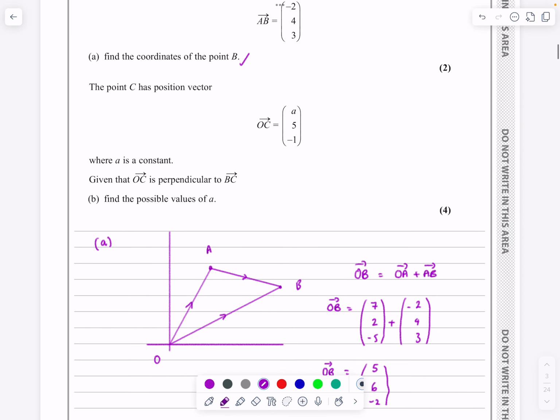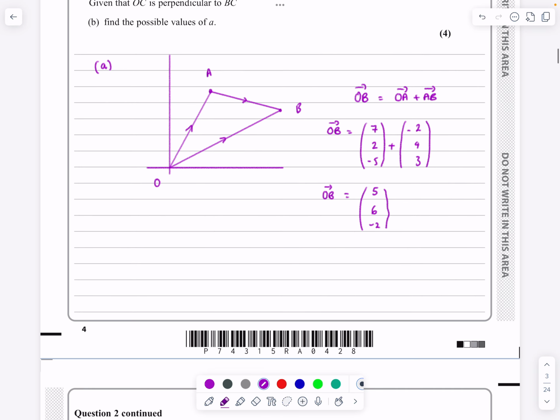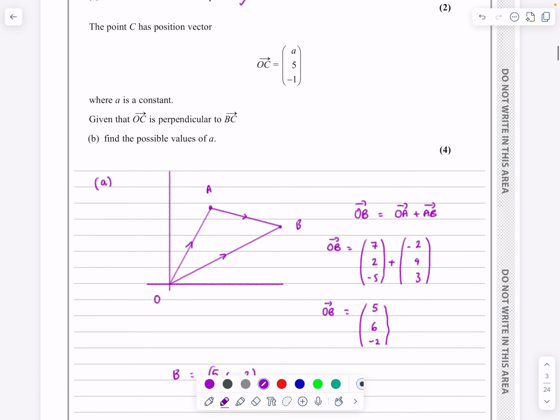And let's just go back and check. They want the coordinates of B. So rather than writing that, if we know the position vector, point B is just 5, 6, minus 2. So that's part A done.